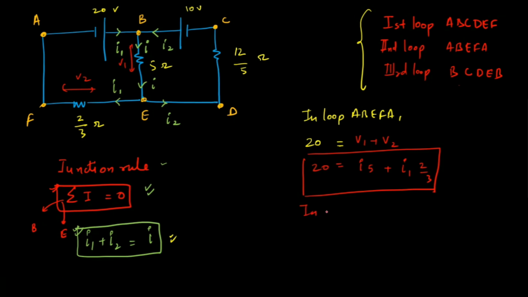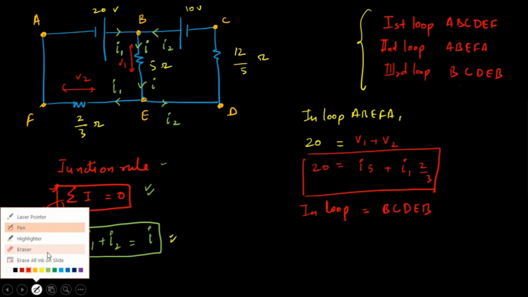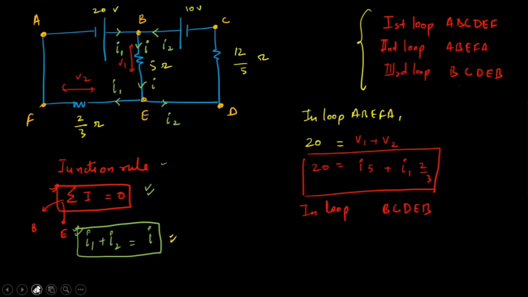So I can say in the loop, as we have chosen B, C, D, E, B, you need to understand that whatever we have chosen is starting from B. So just try to understand how the equation is written. As we are going from B to C, but current is coming from C to B, the value of potential will become negative 10. This is the sign convention. Now this battery must have some potential V3. So I can say it is going to be V3 plus V1.